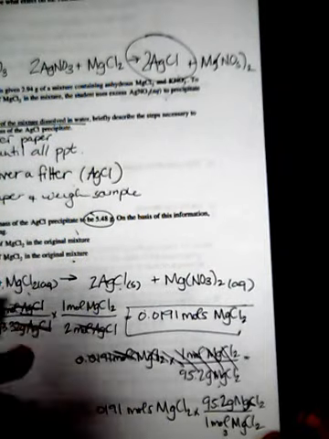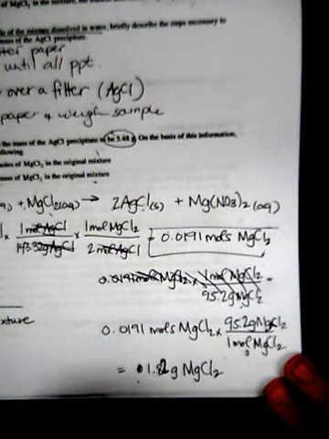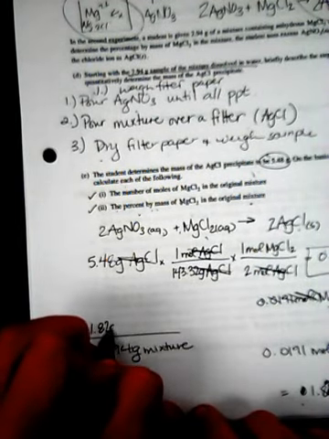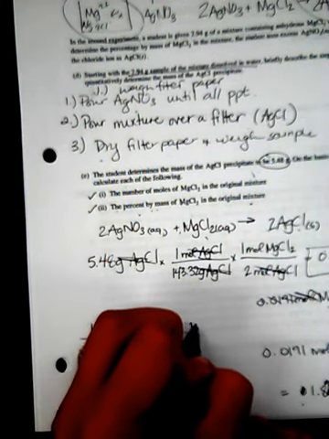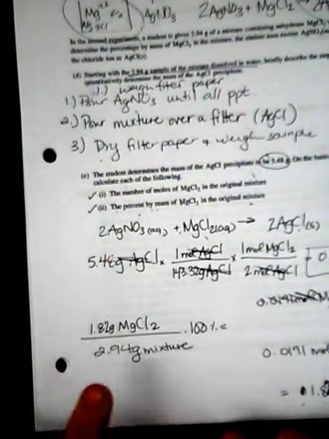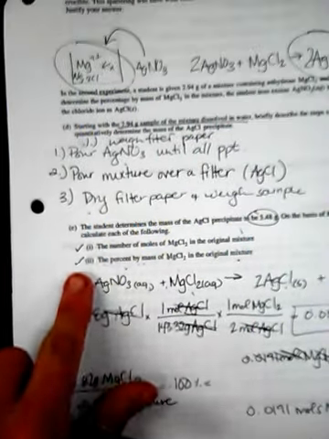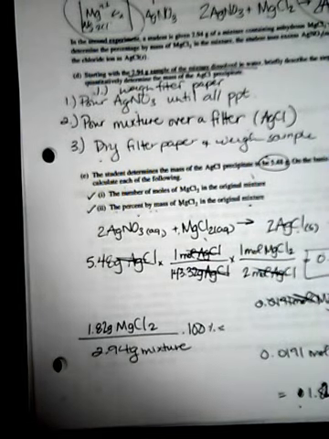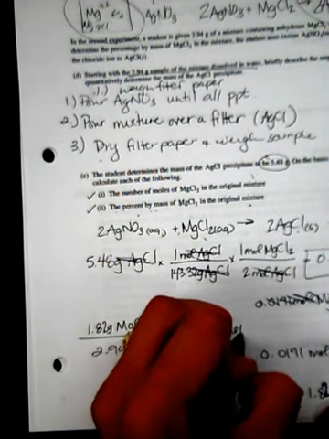So from my moles of magnesium chloride, this is the mass I got by just finding its molar mass. So if I only have 1.82 grams of magnesium chloride in my overall sample, this will tell me what percent of my mixture is made up of just magnesium chloride. So 1.82 divided by 2.94 gives me 61.9%.